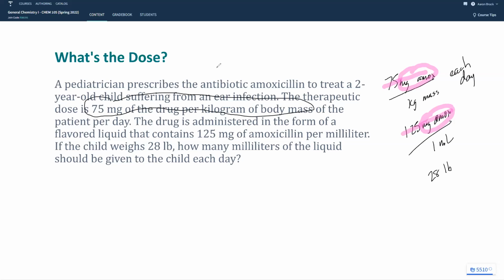Well, what I need to do is draw a map here. So I've got 28 pounds of child.